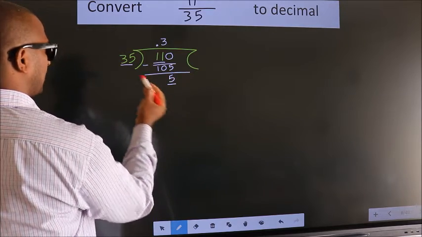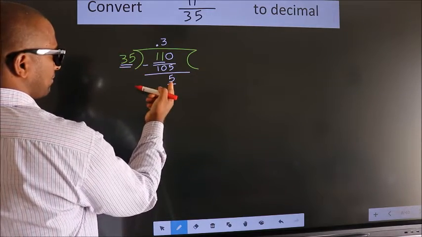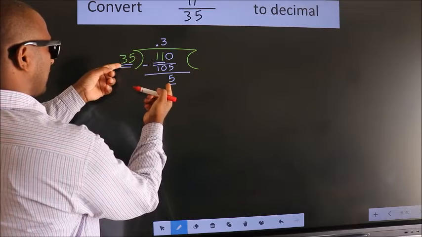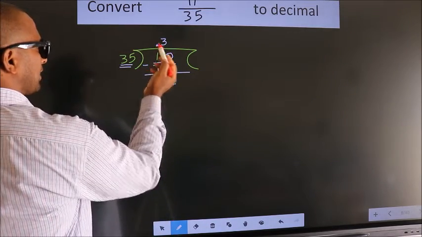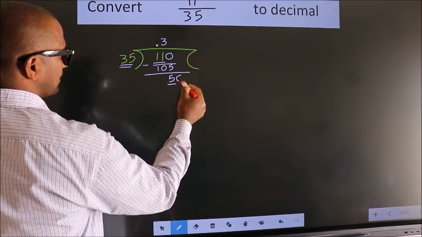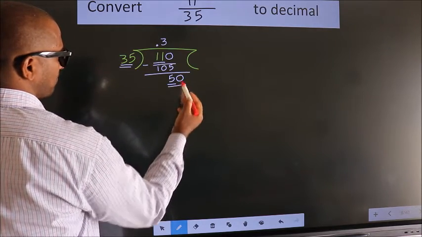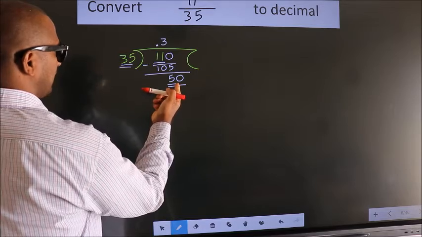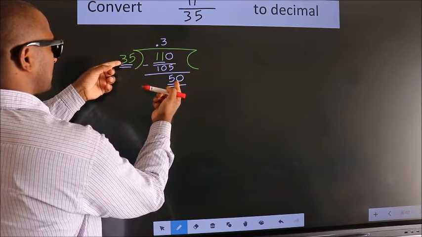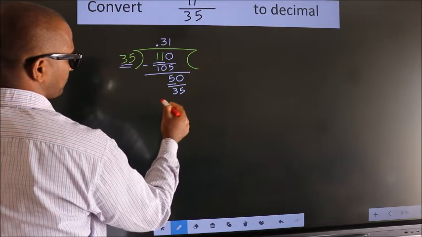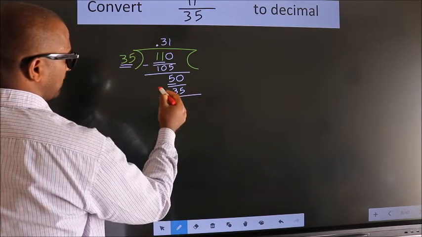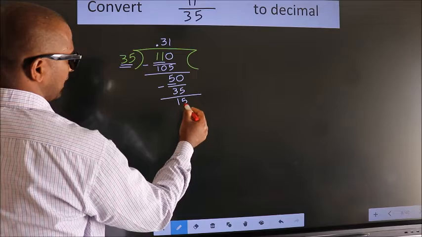Here we have 5, here 35. 5 is smaller than 35, and we already have the decimal, so we can directly take 0. So 50. A number close to 50 in the 35 table is 35 ones, 35. Now we subtract, we get 15.